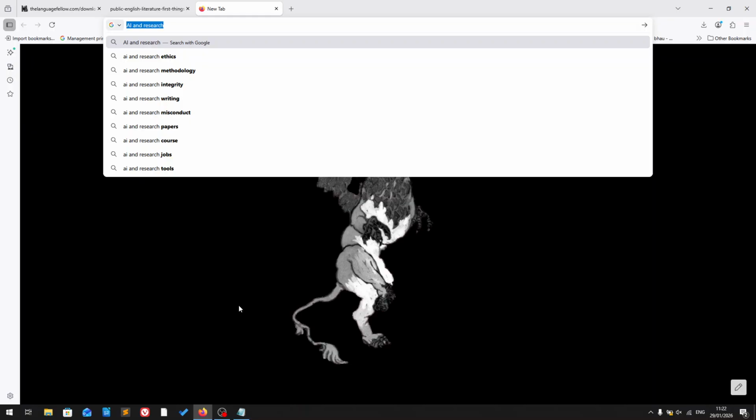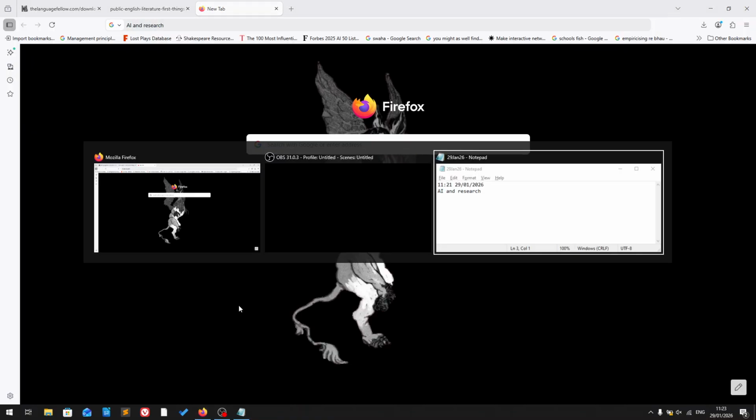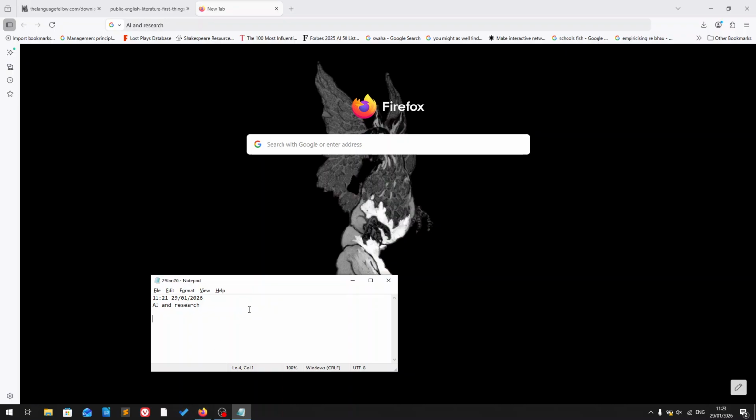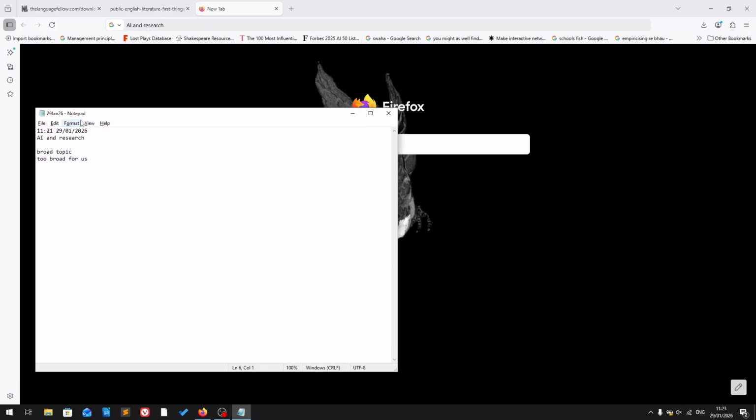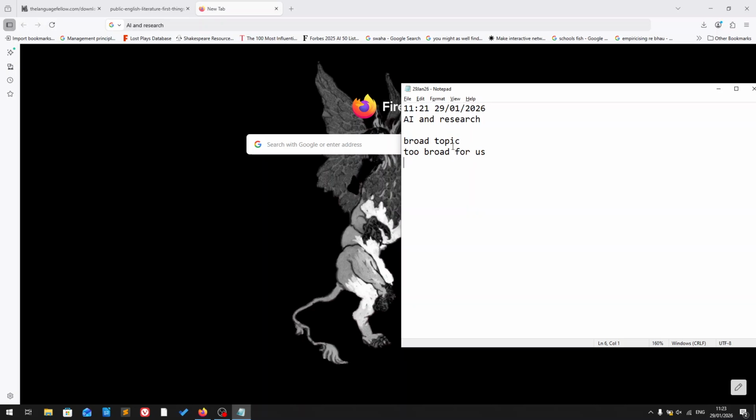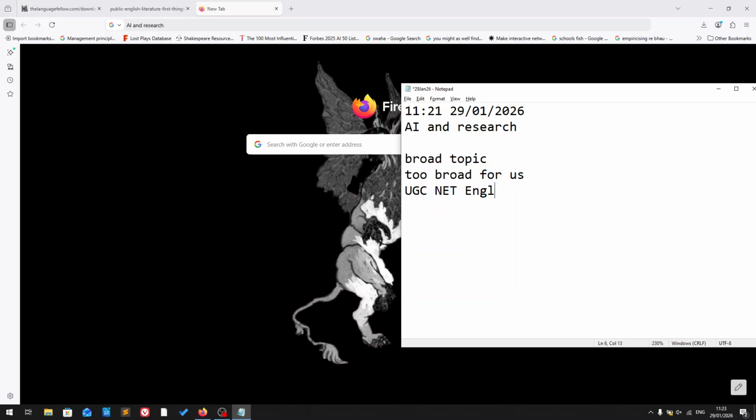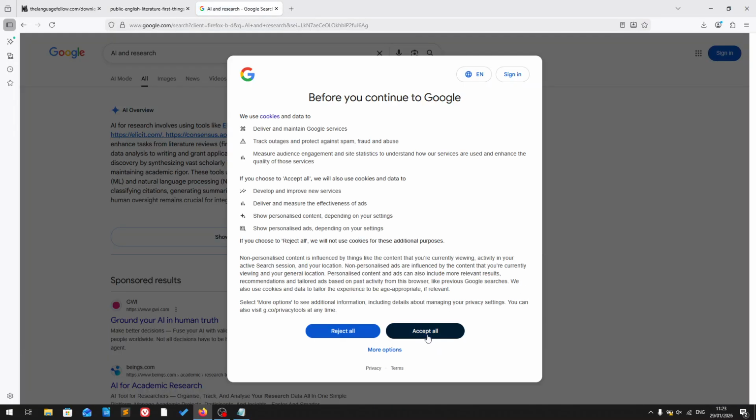So AI and research, that's today's topic. And AI and research, as you can see, it's a broad topic. It's too broad for us. And you would want to narrow it down to, for example, something like, okay, how I can relate this with UGC NET English. So let's have a go. AI and research.